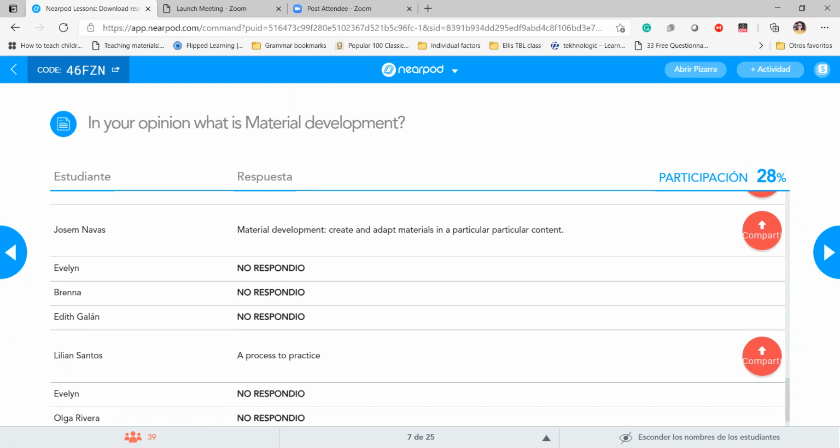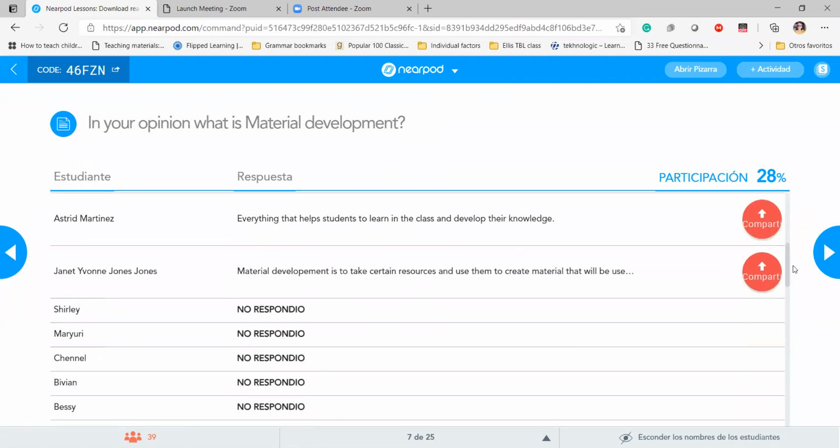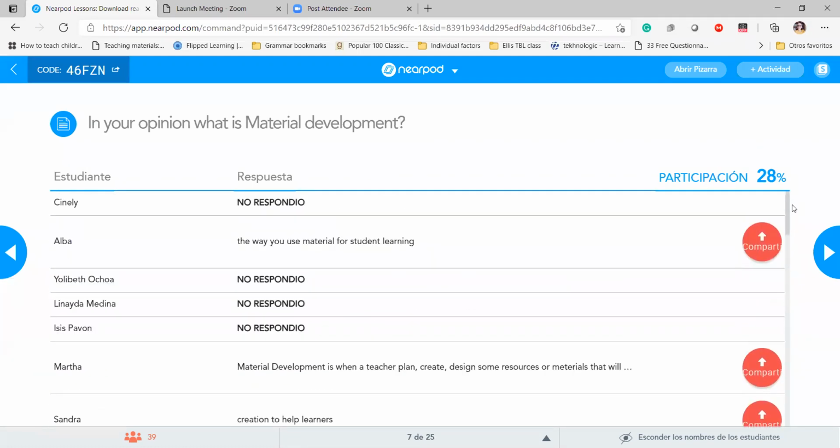Very good. Isban says that it's the process that contributes to teaching and learning. Olga also says that it's the elaboration of material needed to develop a class. Very good. So I'm going to share some of the answers that are here in the Nearpod so you can see them.